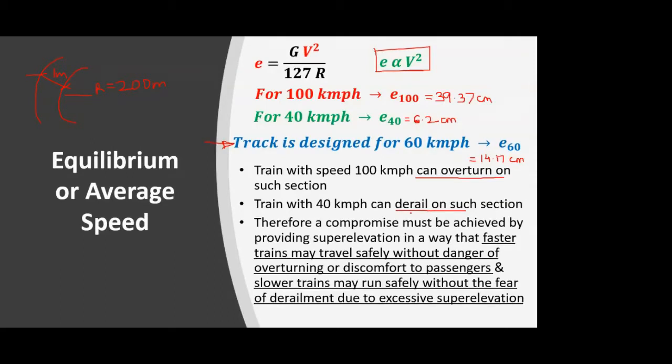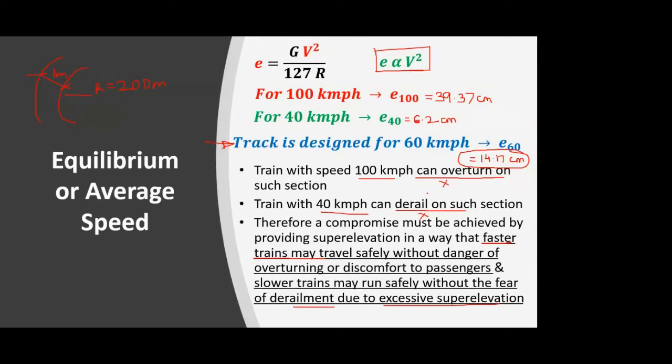So now here we have to make a decision: what super elevation value should be provided so that fast moving trains should not overturn, and slow moving trains should not derail. That's what I have written here: faster trains need to travel without any danger of overturning or discomfort to passengers, and slow trains should pass so that there is no derailment due to excessive superelevation.